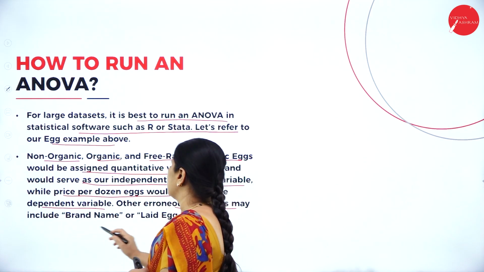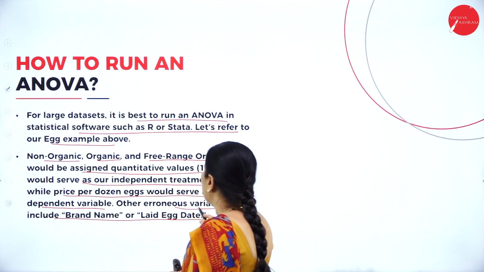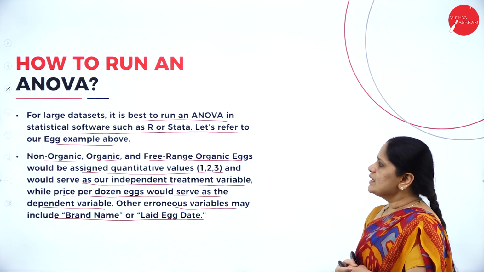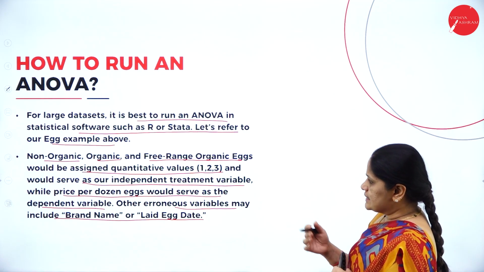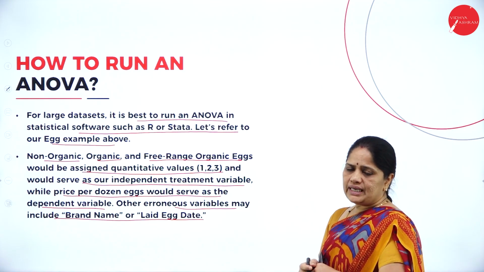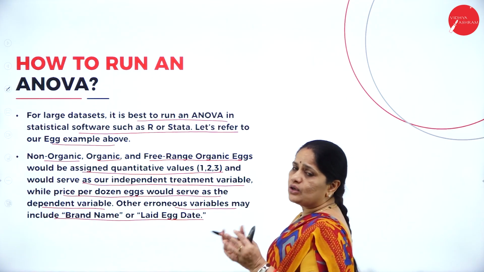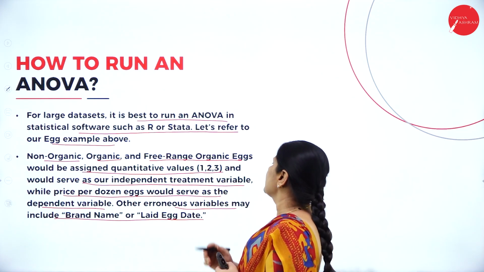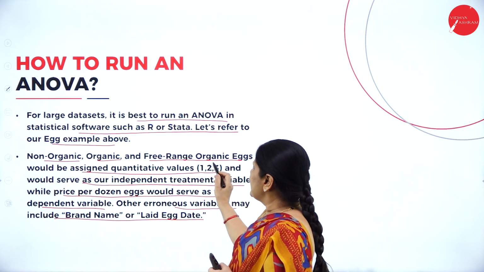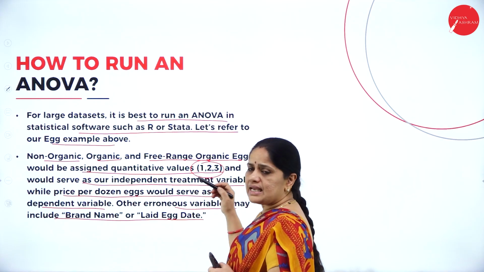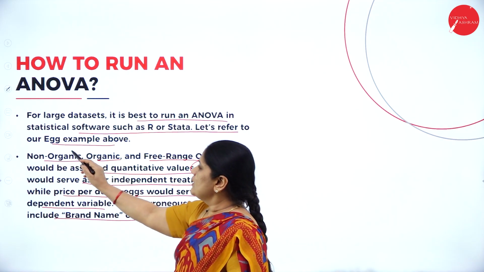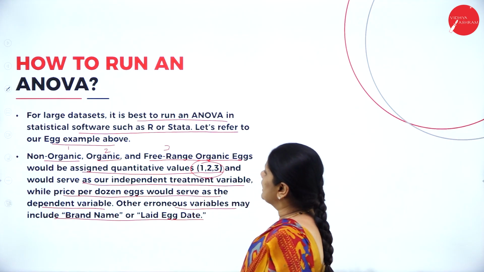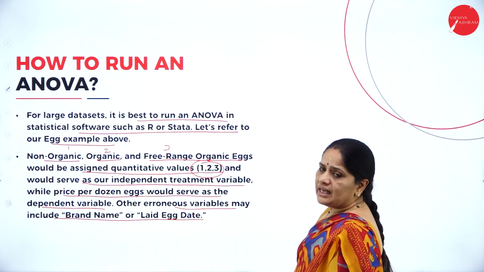Other erroneous variables may include brand name or the laid egg date. In this example, if we take the eggs, we can group them as non-organic, organic and free-range organic eggs. Then we can analyze them by assigning them values. So, non-organic is 1, organic is 2 and free-range organic is 3.